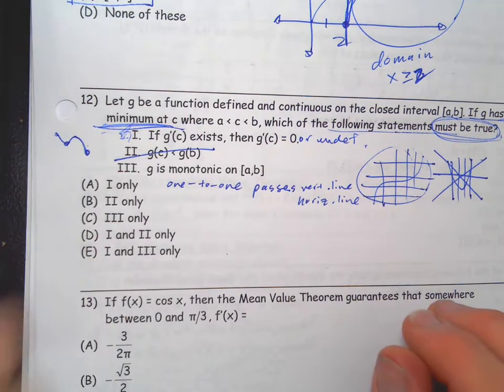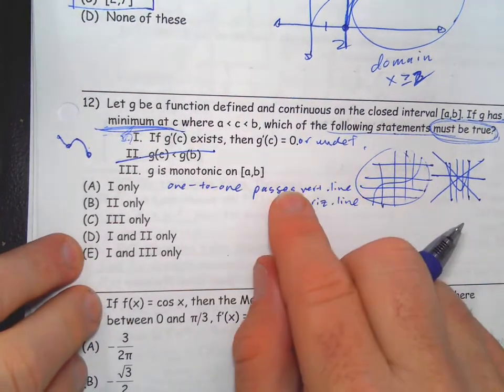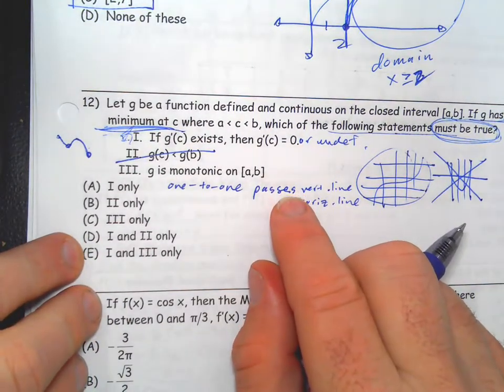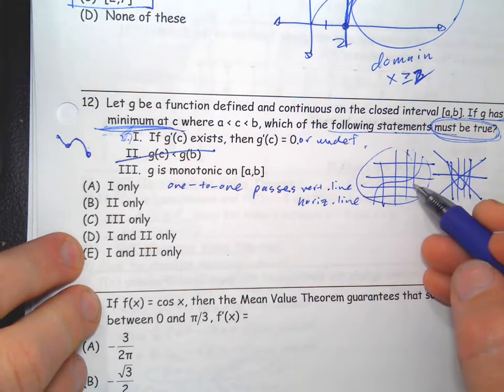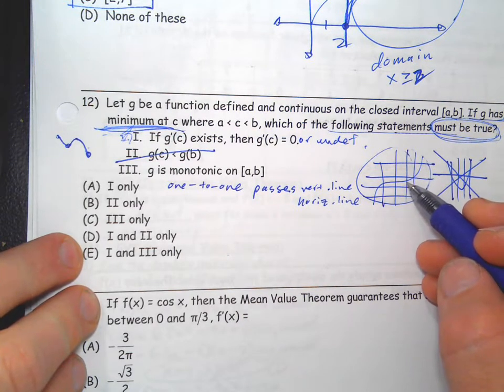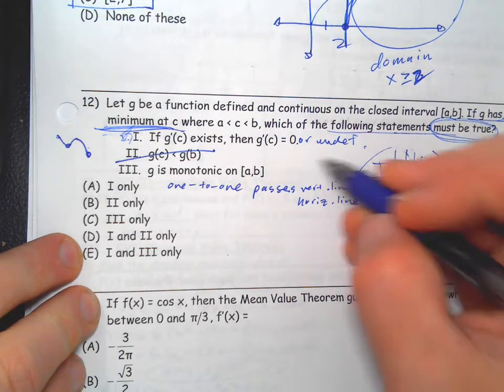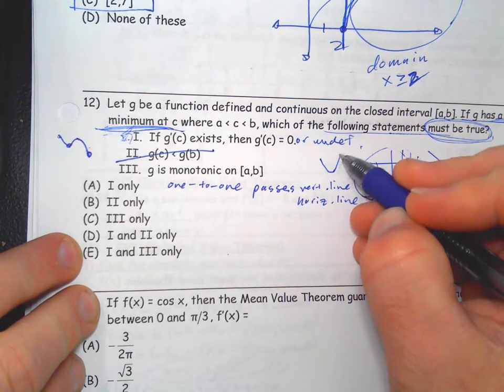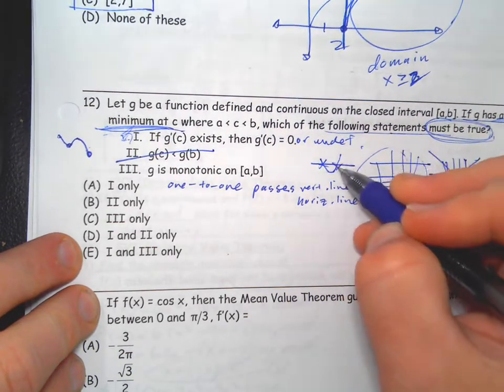So is that true? I would say that's for sure false, because I don't think you can have a relative min or max on a monotonic function, right? And this has a relative min, so the function definitely goes down and up. It's not monotonic.